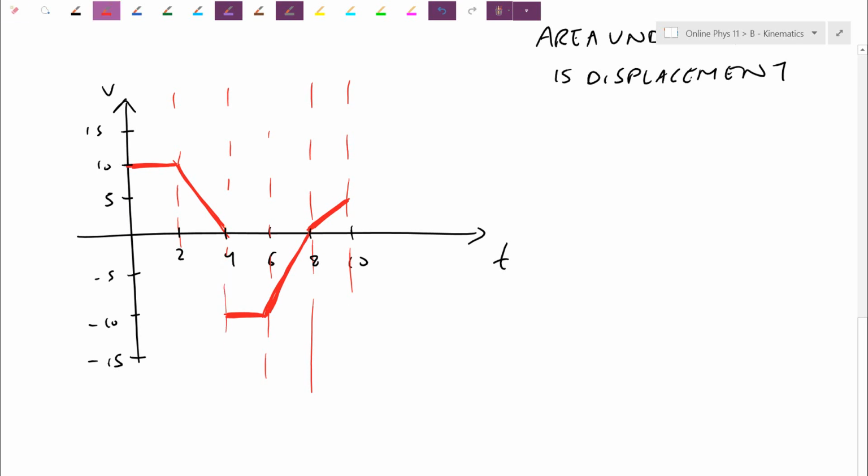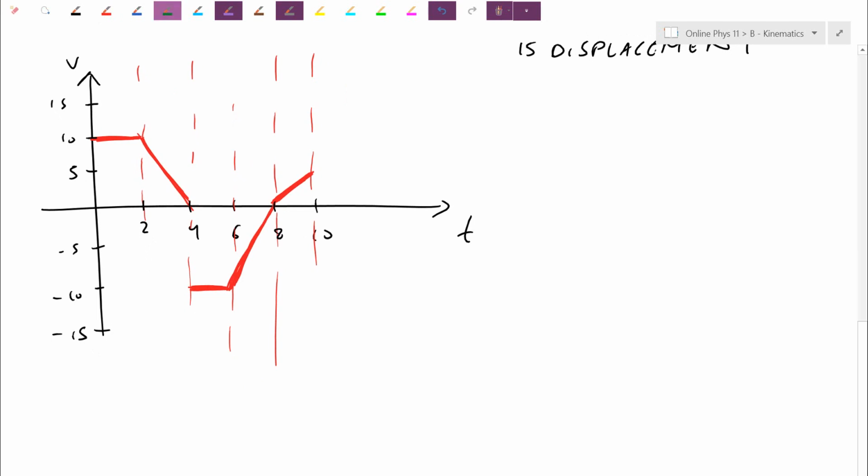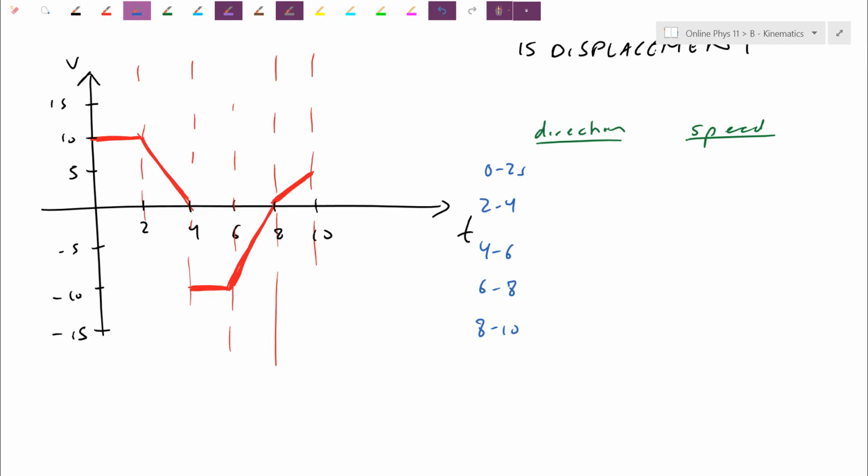I don't need to say A, B, C, D because I actually have the time readings. So they might say, can you tell me something about the direction? Am I heading forwards, backwards? Can you tell me something about the speed at each of these time intervals? So between 0 and 2 seconds, 2 and 4, 4 and 6, 6 and 8, and 8 and 10. All right. So again, I'd encourage you just pause the video, see how you do. Use that hint for yourself here.